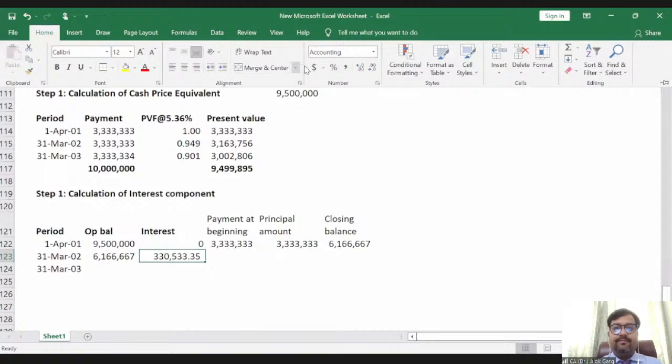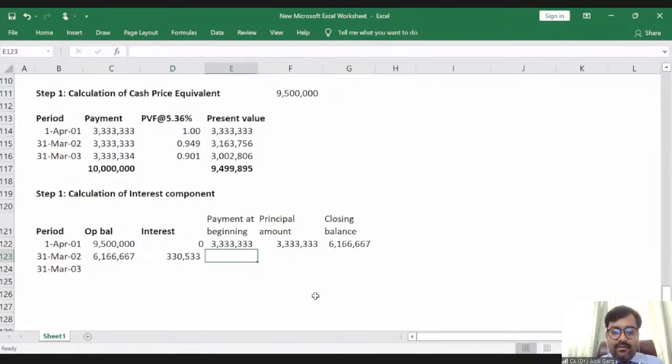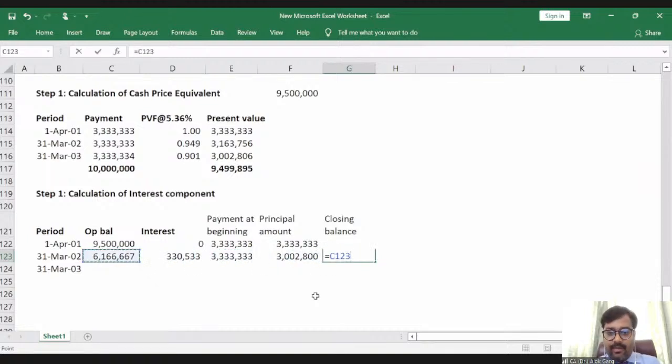So in this case, 533 is my interest. What is my total payment? Total payment is 33,33,333. What is the principal payment? The principal payment is this minus this, right? So principal payment is only 30 lakh. Only 30 lakh. So what is my closing balance? My closing balance will be this minus this. Or you can say that my closing balance is this plus interest minus total payment.